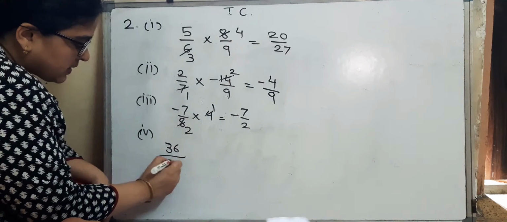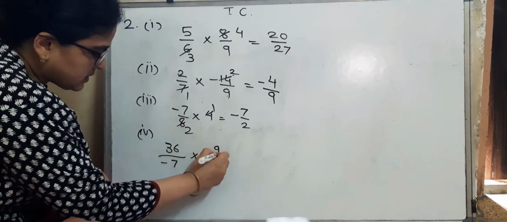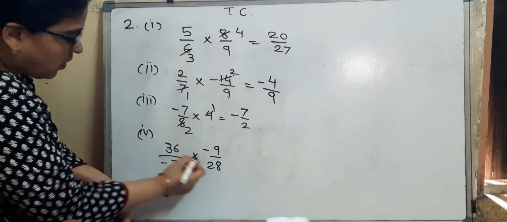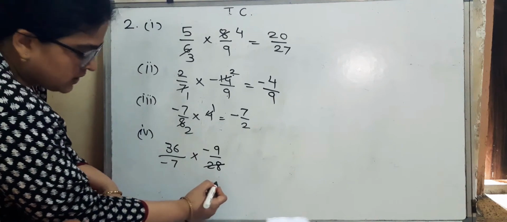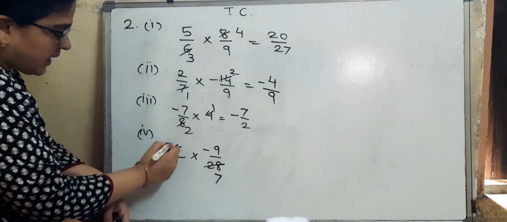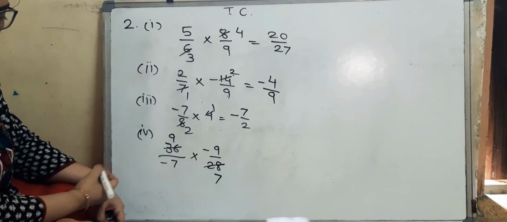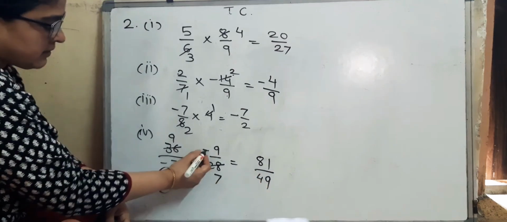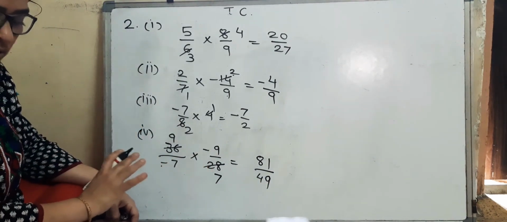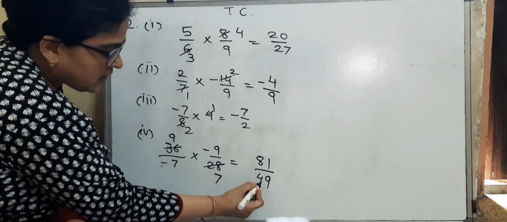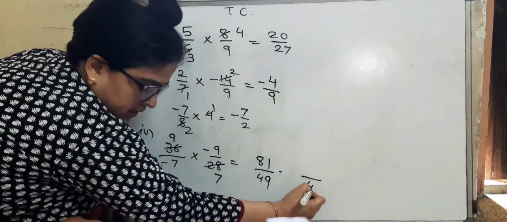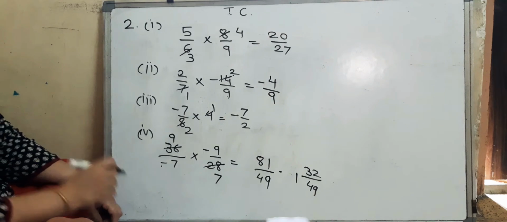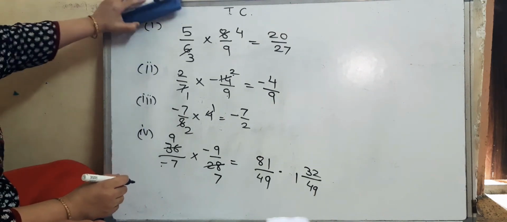Now fourth one, 36 upon minus 7 multiply by minus 9 upon 28. So here you have to cut down. 14 twos are 28, 7 fours are 28, 9 fours are 36. Then the answer is 81. 9 nines are 81 upon 49, and this is minus minus to plus, no need of any negative sign. Now it is an improper fraction, so convert it into mixed fraction. 49 ones are 49. Now it is 32 is the answer. Now fourth sum, we completed the fourth sum.